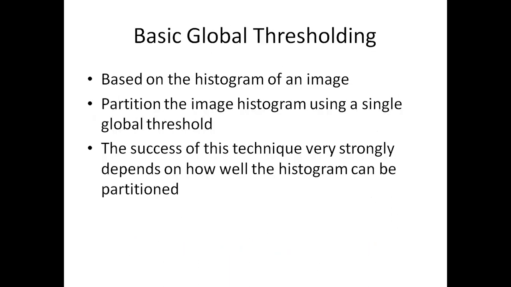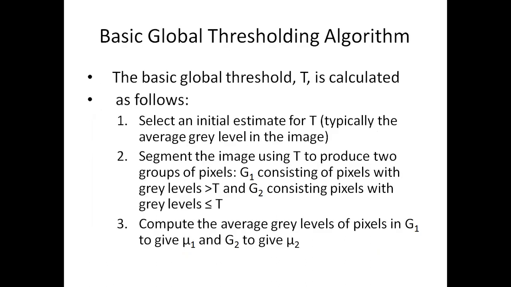Next, basic global thresholding. It is based on the histogram of an image, and it partitions the image histogram using a single global threshold. The success of this technique strongly depends on how well the histogram can be partitioned. Next, the algorithm behind it has some steps to be followed.